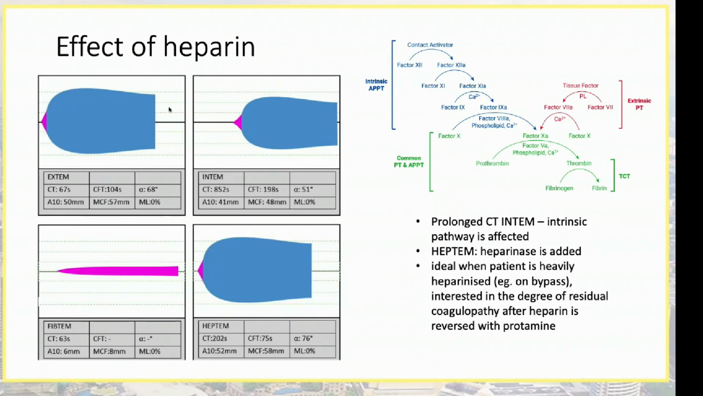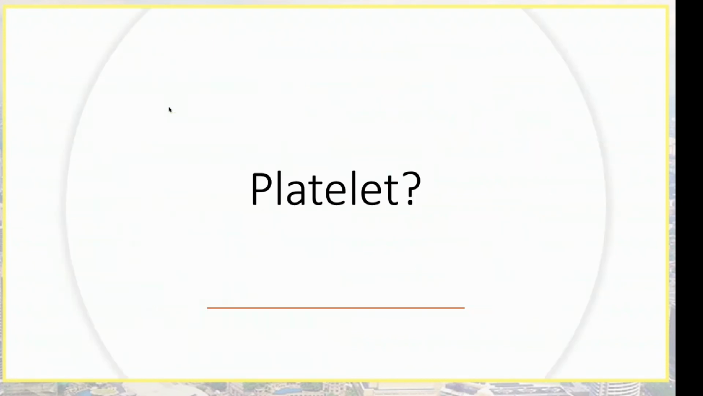As I said earlier, heparin can also affect the CT. So in this example, you can see the EXTEM CT is normal. In INTEM, the CT is prolonged. So we know that something is wrong with the INTEM, and then you can see the HEPTEM, where we put in heparinase, we remove the heparin effect, and the CT becomes normal. So in this case, instead of giving FFP or PCC, we should give protamine.